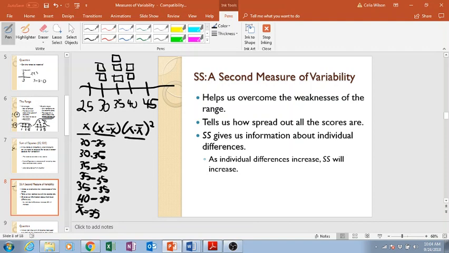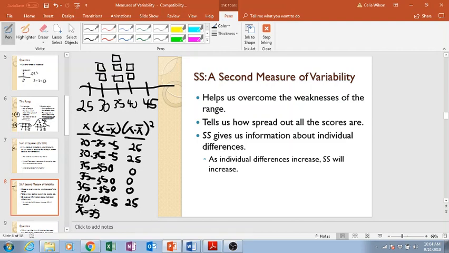Okay, 35. All right, so we have what? -5, -5, 0, 0, 0, and 5. Okay, so now we're going to square those. -5 times -5 is positive 25. And then 0, 0, 0, and positive 25.